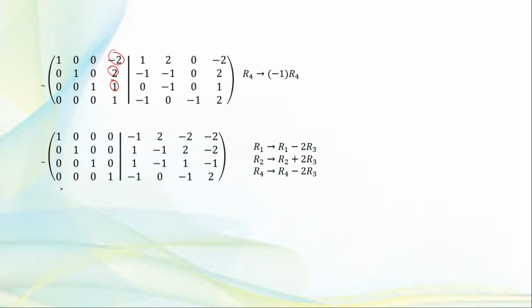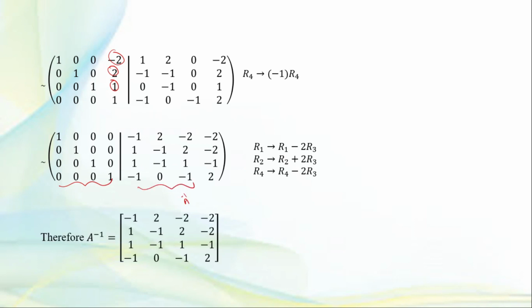Here the left side matrix is an identity matrix and the right side matrix will be our A inverse. So here the inverse of the matrix is minus 1, 2, minus 2, minus 2, 1 minus 1, 2 minus 2, 1 minus 1, 1 minus 1, minus 1, 0, minus 1, 2. So this is the answer.